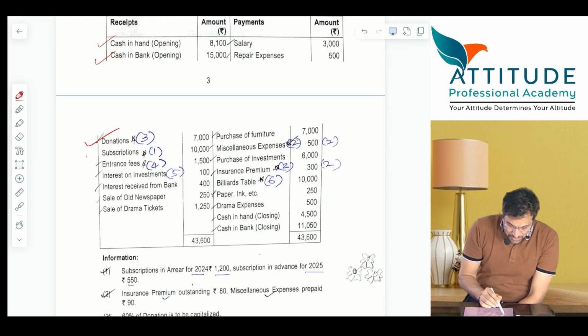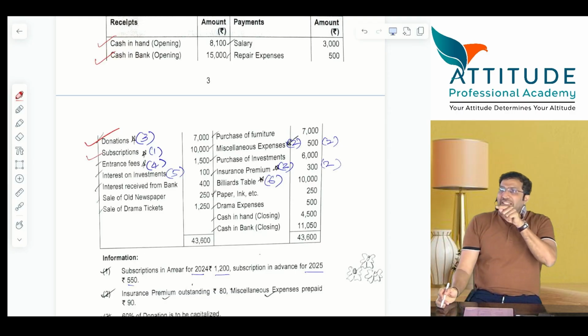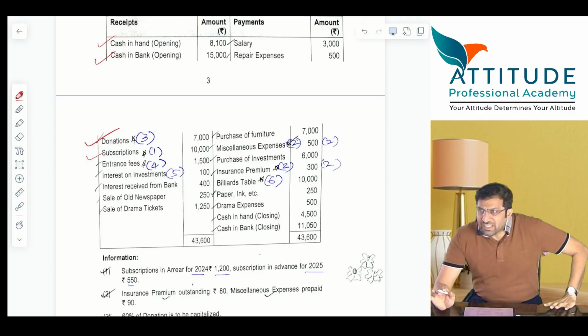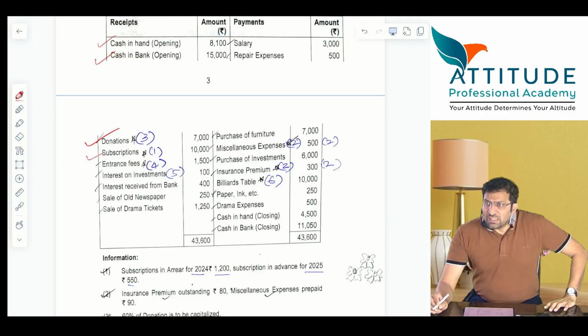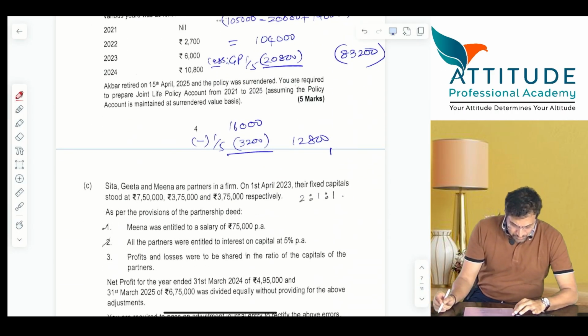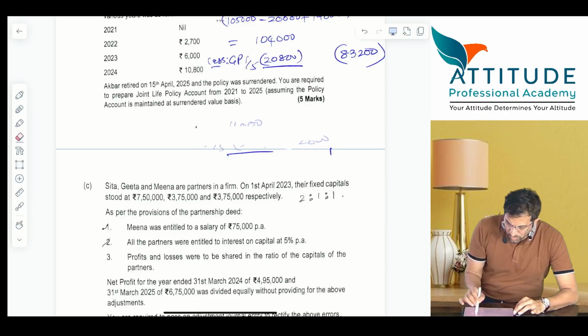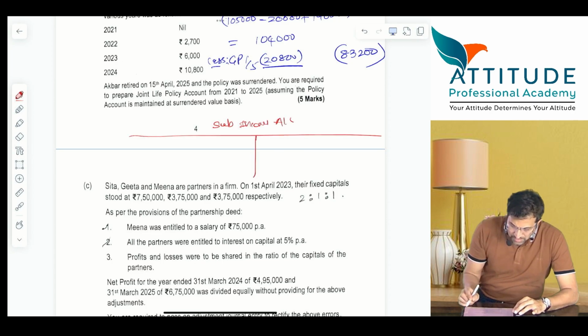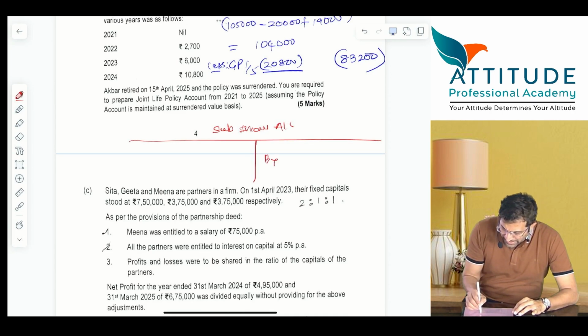Next, subscription. Now subscription, you either open a subscription account or you can put a working note. Better put a working note. Yes or no? Subscription income account, working note here. Subscription income account. Received is how much? By bank. That is by receipts and payments.